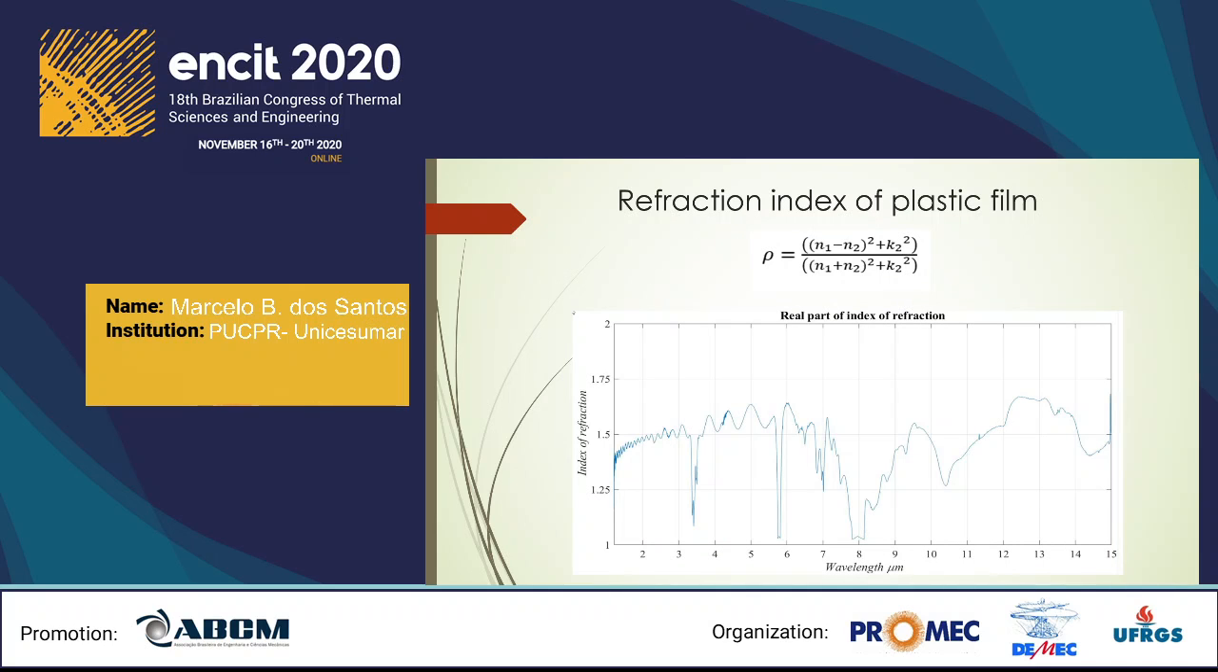Now, finally, we have the most important properties of this work. It's obtained from the index of refraction, the real part. The imaginary part is because there is absorption in this material. And the real part shows the amplitude of energy which is reflected by the material.